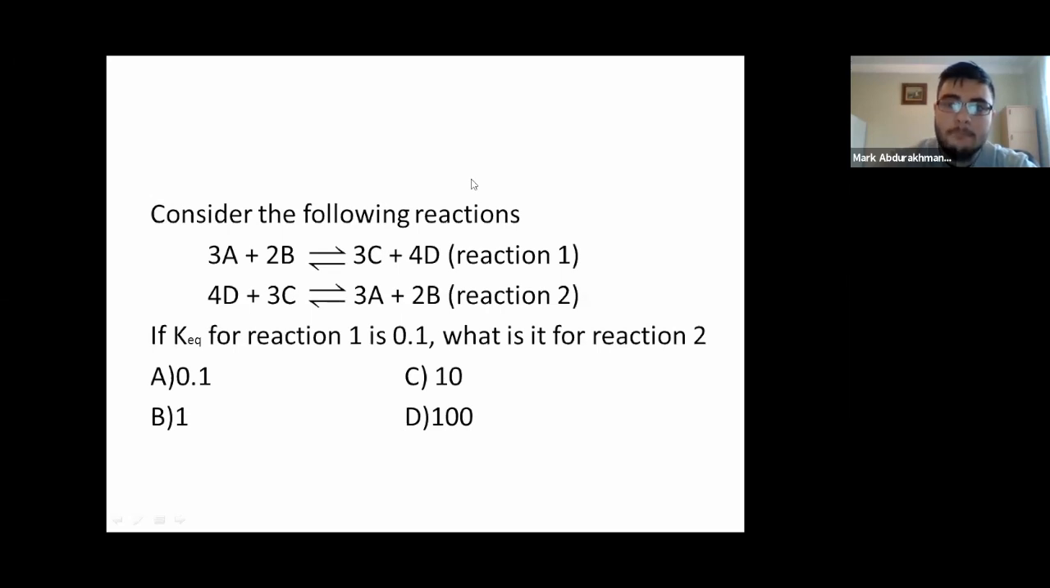Kind of a useful hint on the MCAT: if you really don't know a question, try and eliminate as many answer choices as you can. But I'm going to try and make sure that you guys understand this topic enough so that you don't have to on the MCAT.